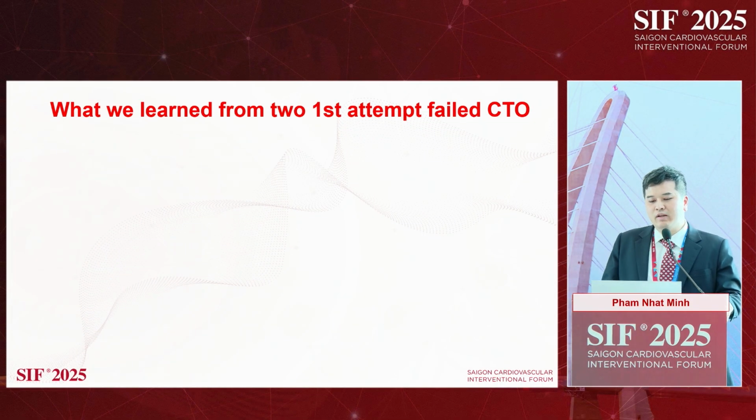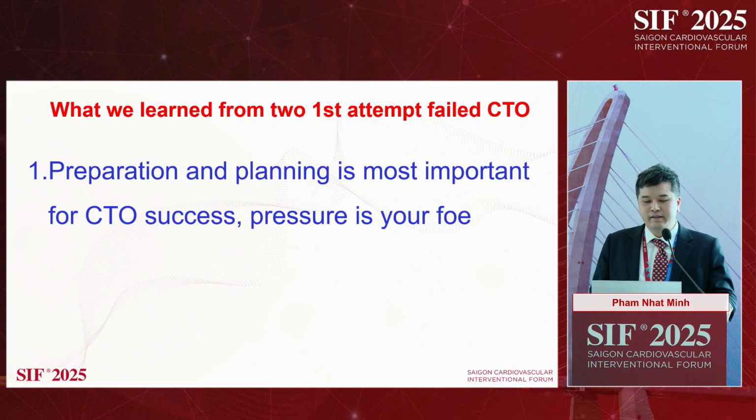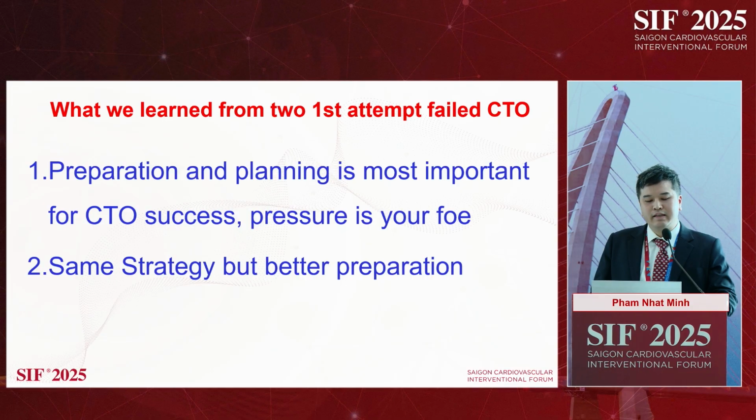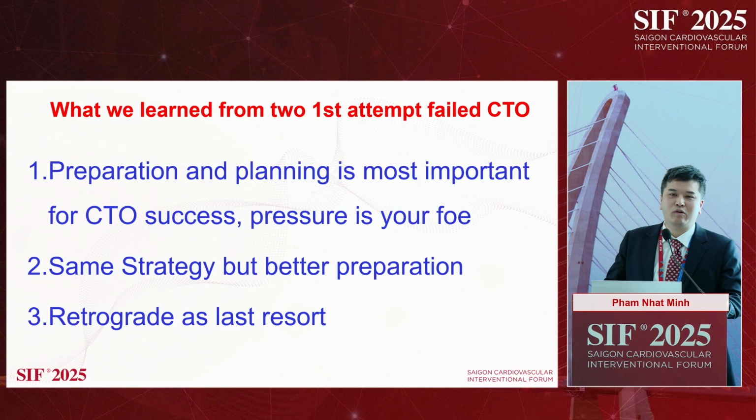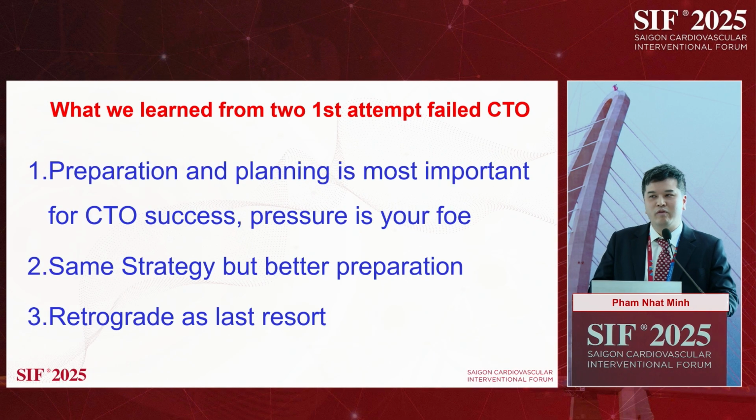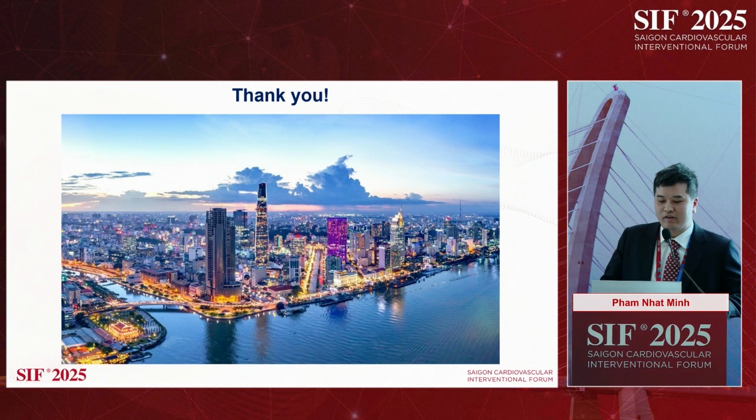So what we learned from the two first-attempt failed CTOs: firstly, preparation and planning is most important for CTO success. Sometimes pressure is your fault, because you need to do the CTO when you have time and a leisurely day, not under pressure. Sometimes with the same strategy but better preparation, you can succeed the second time. And for us, the retrograde approach is only the last resort we can do for a CTO. So thank you very much for your attention.